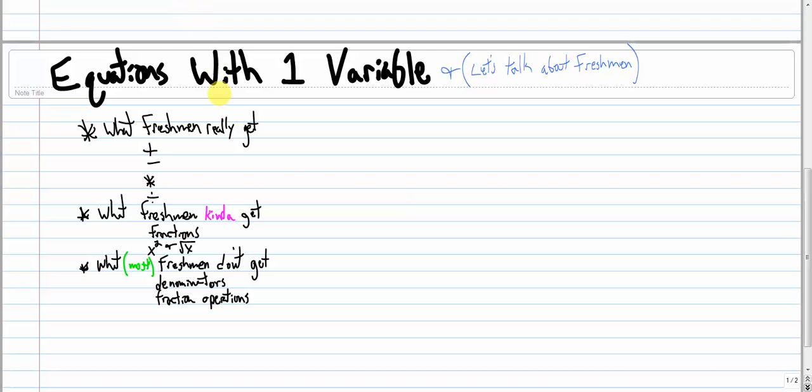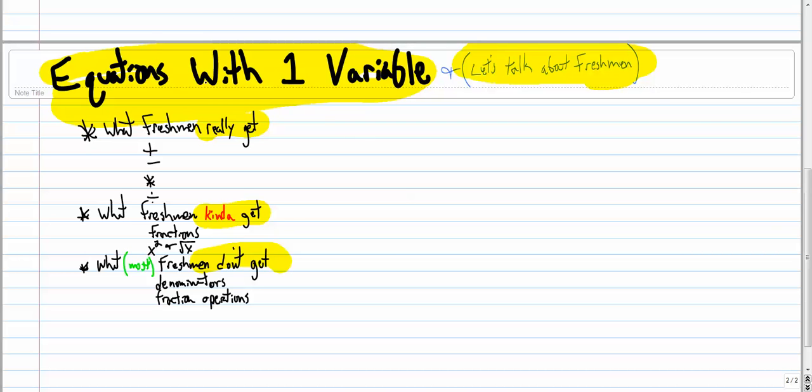Okay. One of the good-sized requirements on the ACT is having students solve equations with one variable in them. And that variable is usually, you guessed it, X. I also want to take an opportunity to talk about freshmen, because I teach freshmen much of the day, and I see what they're good at, what they get, what they kind of get, and what they really don't get. So let's start off with what freshmen really do get.